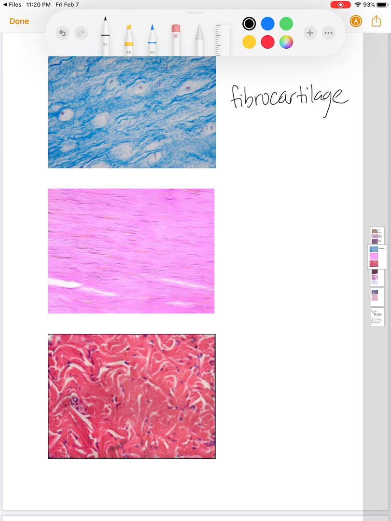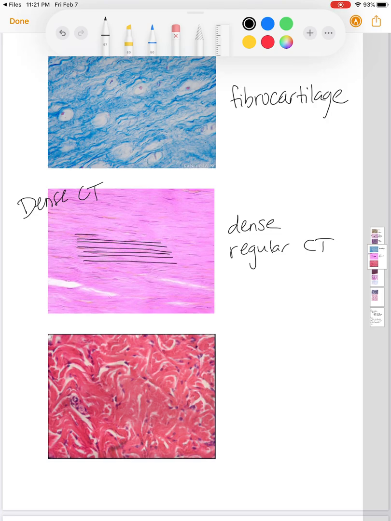Then we get into the dense connective tissues. Okay, so we're in dense connective tissues here, and we'll start with dense regular connective tissue. So that's what we're looking at here. Now, dense regular connective tissue makes up rope-like structures. So you can see the fibers are regularly arranged. They're nice and parallel to one another. Okay. And this tissue, again, makes up rope-like organ structures. So structures like your tendons and ligaments.